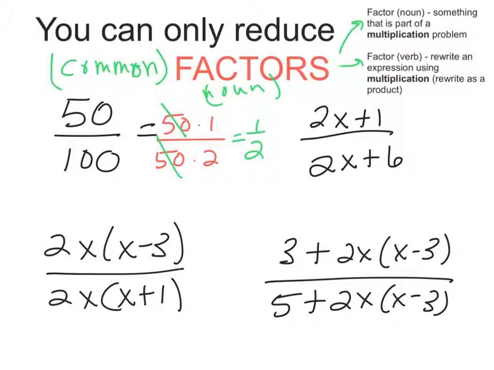Now if we look at the next example here, 2x plus 1 and 2x plus 6, some people are going to want to cancel the 2x, but that's 100% wrong. Never do it. I'm trying to cancel this, and that is not a factor. This is not a part of a multiplication problem. This is part of an addition problem. So unfortunately, I can't cancel that 2x. Same thing down here. This 2x is part of an addition problem, not a multiplication problem. Unfortunately, there's no way to rewrite these as multiplication, so this is already simplified.